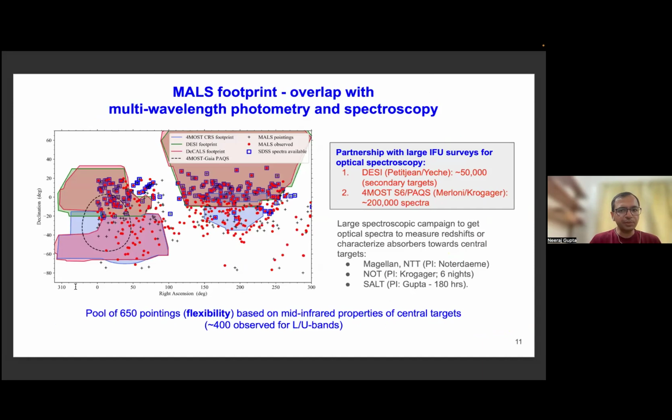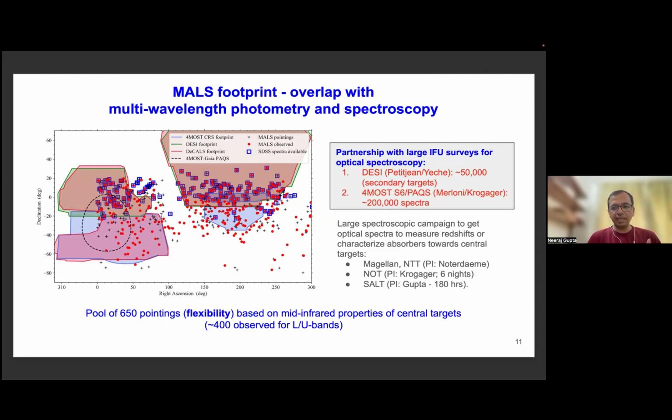This is how the survey footprint looks like in the sky. Each red circle here represents a pointing that we are observing and we would like to observe. And at L band, as I said, 400 of these we have already observed. And so when we were starting this project, and this is of course like MeerKAT being in southern hemisphere, we wanted to identify suitable pointings that can be observed. For that, we wanted to know what are the redshifts of these bright radio sources in the southern hemisphere.